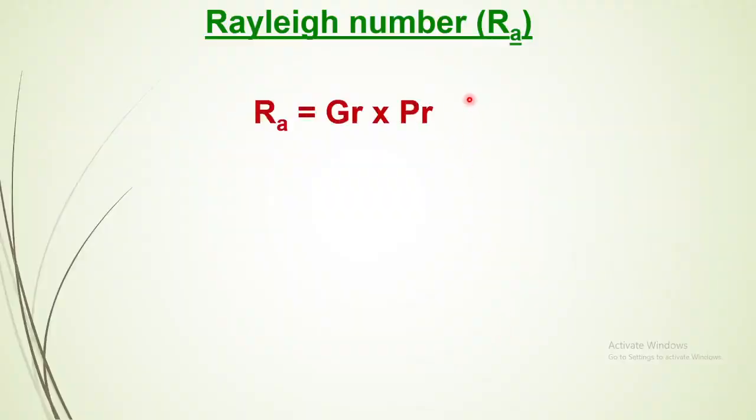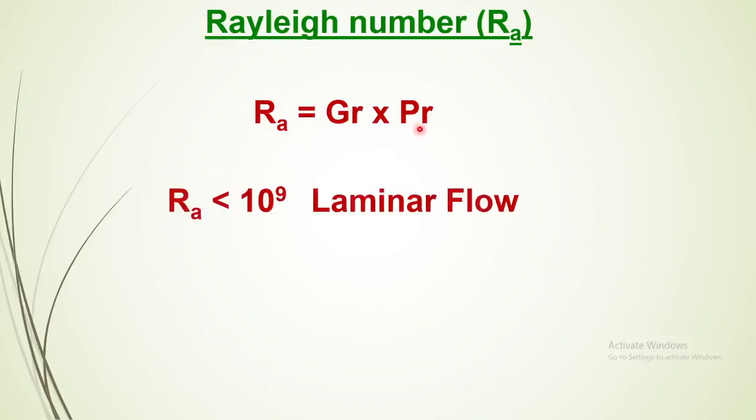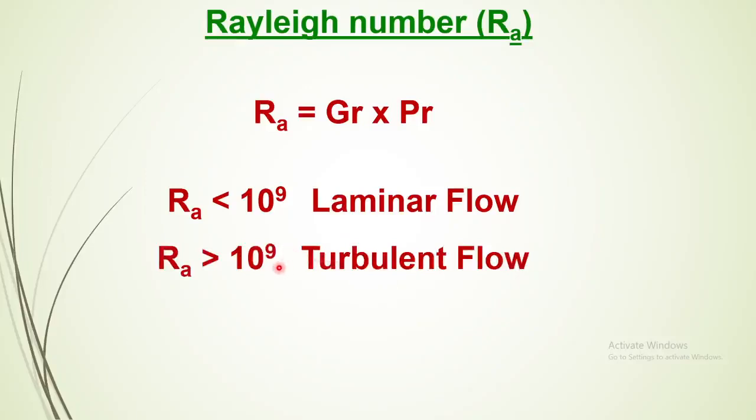Rayleigh number. One more dimensionless number is used in addition with the Grashof number, that is Rayleigh number, and it is product of Grashof number into Prandtl number. So Rayleigh number is also used to decide the type of flow, that is laminar or turbulent in case of free convection. If Rayleigh number is less than 10 to power 9, flow will be laminar flow, and if this value is greater than 10 to power 9, flow will be turbulent flow in case of free convection.